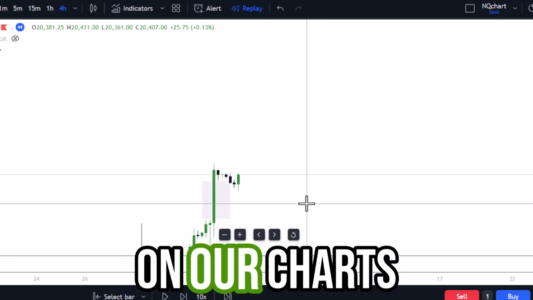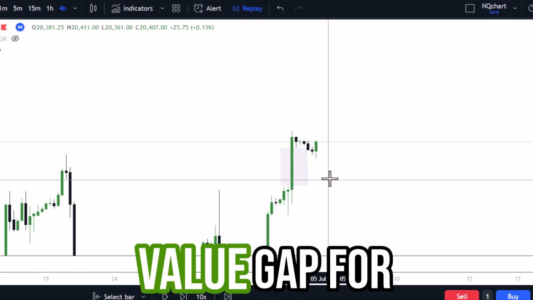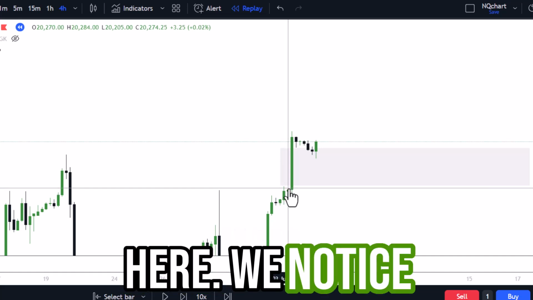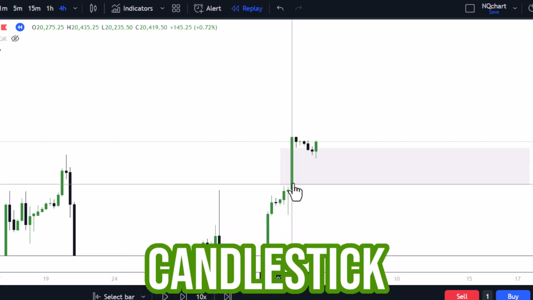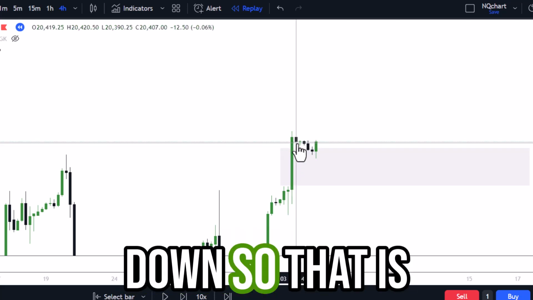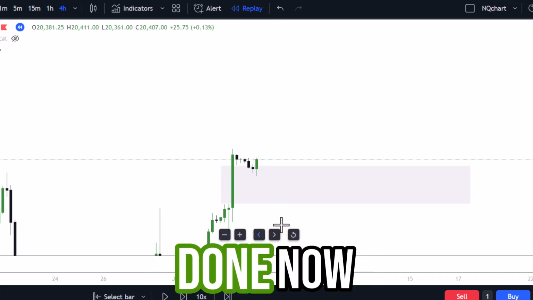So here we are on our charts, and immediately we see that price has created a fair value gap for us. So we'll draw that out here. We notice that we have a candlestick right here, an expansion, and price is not able to go back down. So that is the fair value gap for us that we see the market has done.